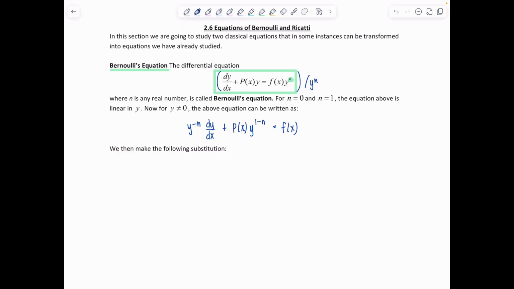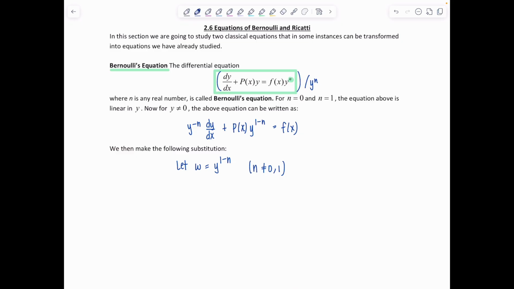Okay. Then what do we do? We make the following substitution. We're going to let w equal y raised to the 1 minus n. And again, we only need to do this when n is not 0 or 1. Otherwise, just follow the procedure that we use when solving linear differential equations.